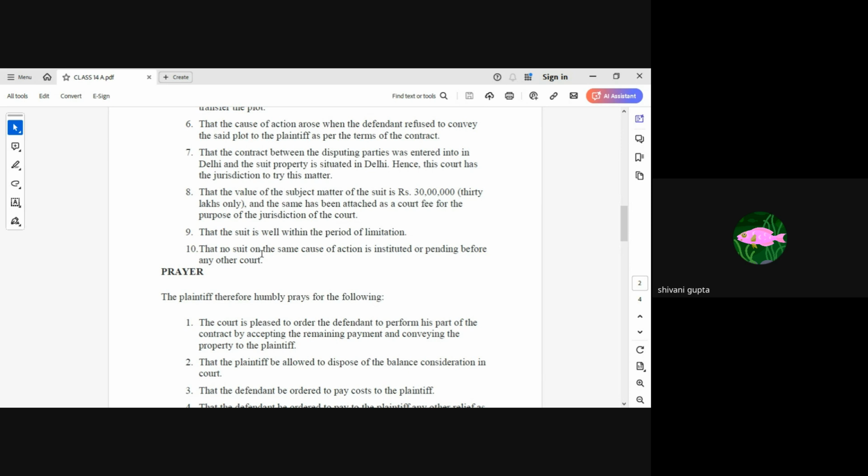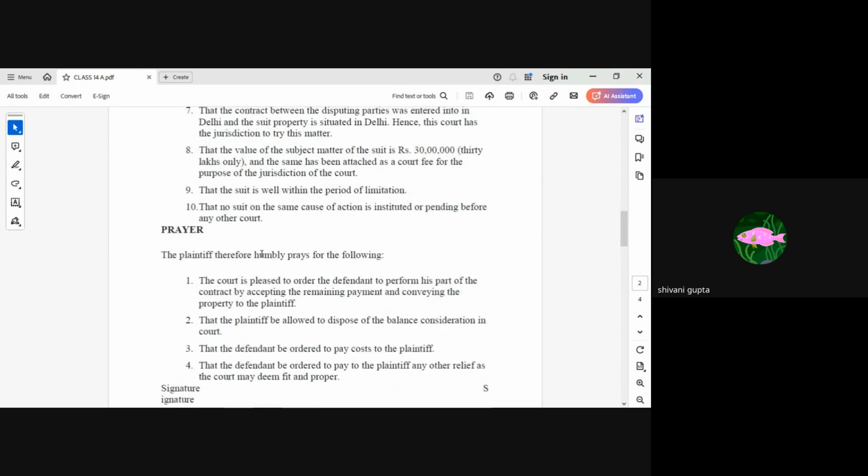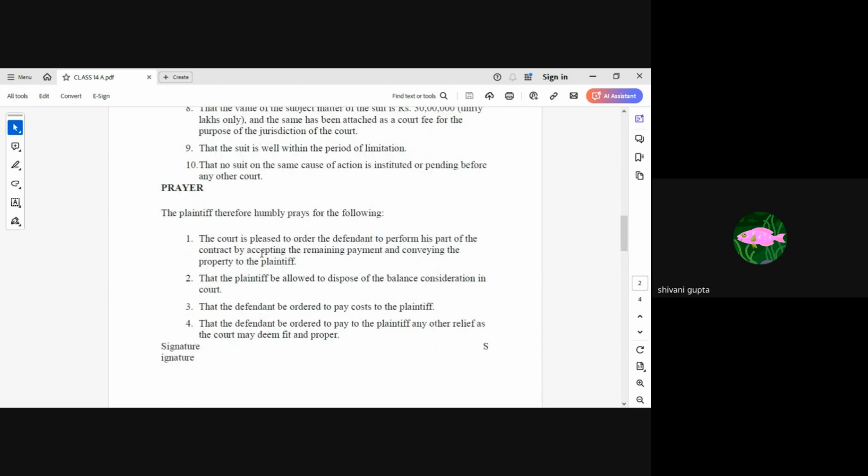Okay, now the prayer. The prayer means what reliefs the plaintiff is seeking from the court, and what relief the court can grant. So we will discuss it here in the prayer. The court is pleased to order the defendant to perform his part of the contract. First of all, the court will order this by accepting the remaining amount and conveying the property. Next, the plaintiff is allowed to dispose of the balance consideration. The defendant is ordered to pay the cost of the plaintiff, meaning the cost of the suit and so on. The defendant is ordered to pay.